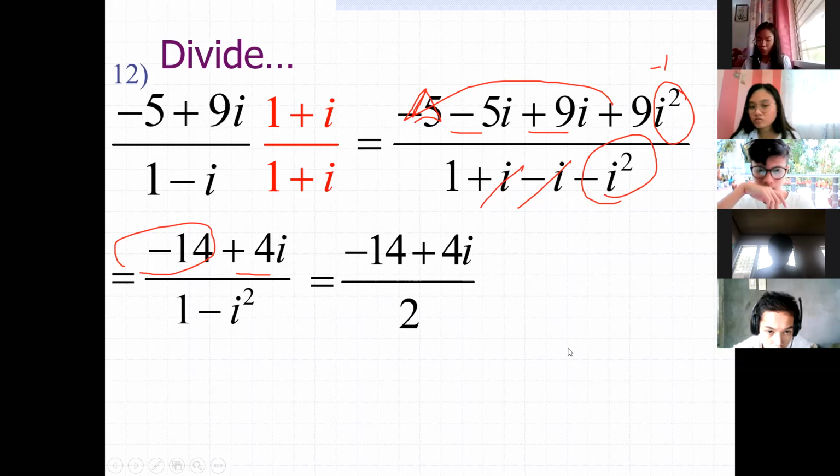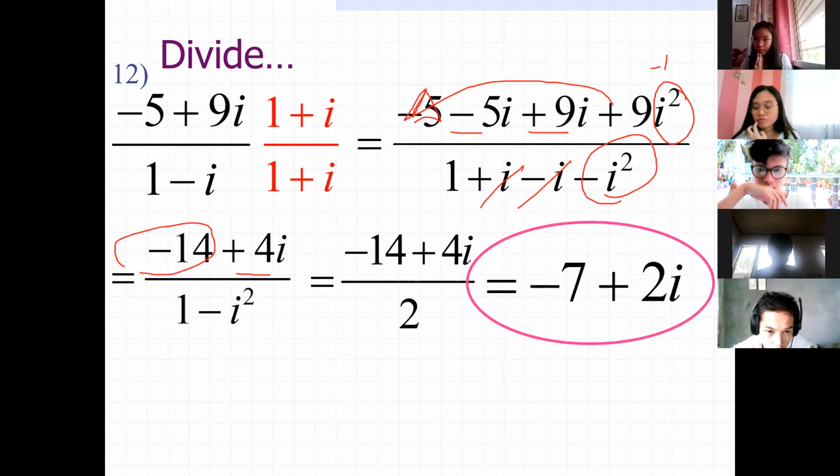Take note, grade 9, the final answer should be in standard form. And the final answer is negative 7 plus 2i. How did we come up with negative 7 plus 2i? We divided the numerator by the denominator. So negative 14 divided by 2 is, rather, negative 7. Positive 4 divided by 2 is positive 2i.